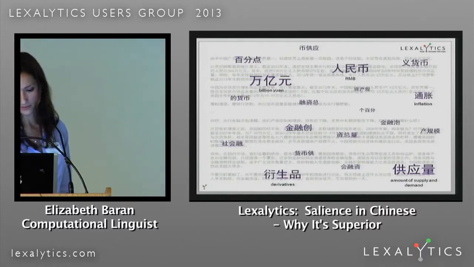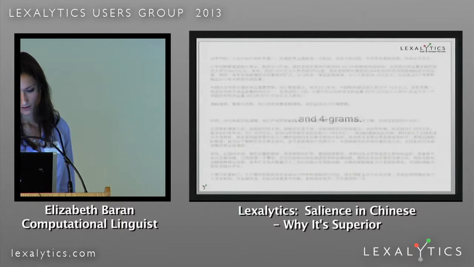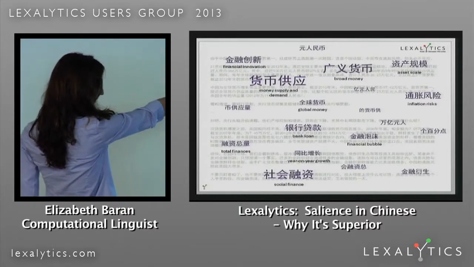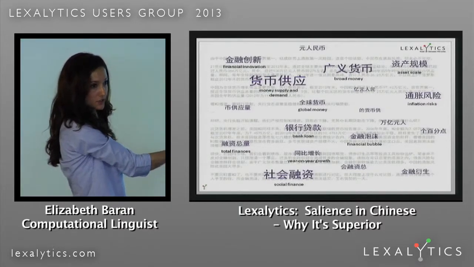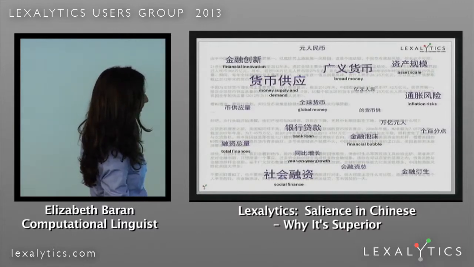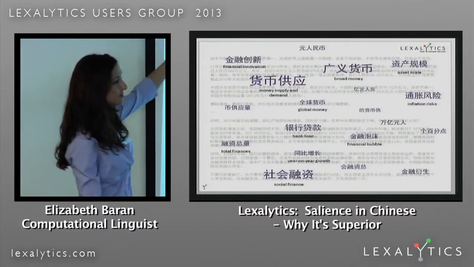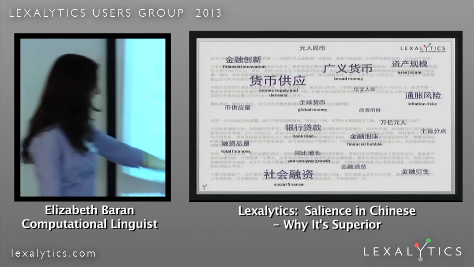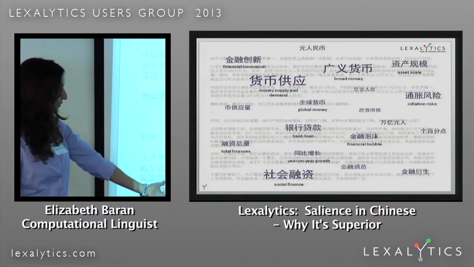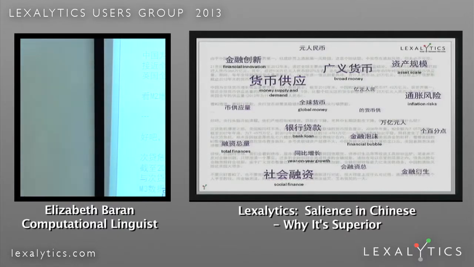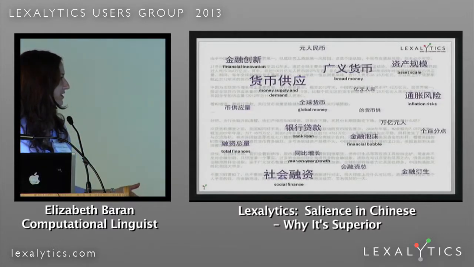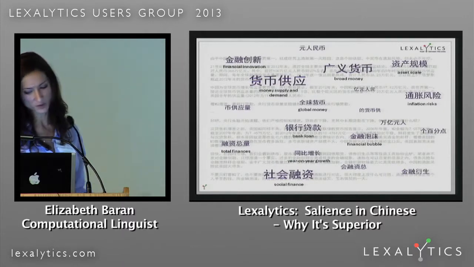And then we get to 4 grams. Okay, so just because these are 4 characters long, first of all, we segment these as 2 words. So these are not necessarily chunky. And in fact, none of them are. But this tends to be the most informative. So we have financial innovation, money supply and demand, global money, bank loan, total finances, social finance, financial bubble, inflation risks, asset scales. So you can see how informative n-grams can be from a different perspective.